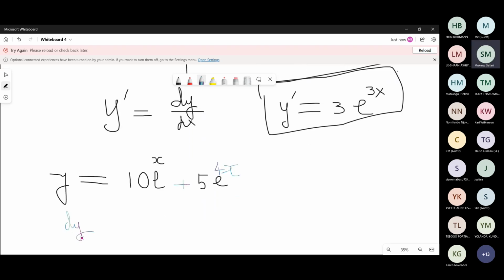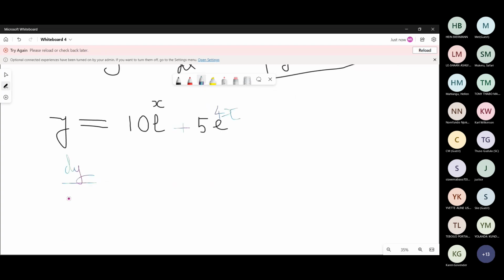dy over dx. Who can find the derivative of the first part? This is a sum of the functions f plus g. We first take the derivative of the first one, and then the derivative of the second part. What is the derivative of the first part? 10, yes. Here, 10 is a constant. We take 10 times e power x.